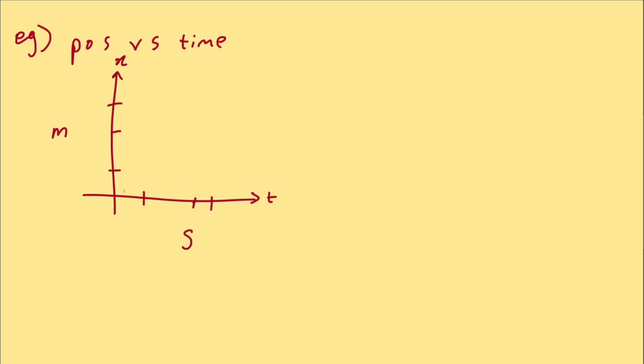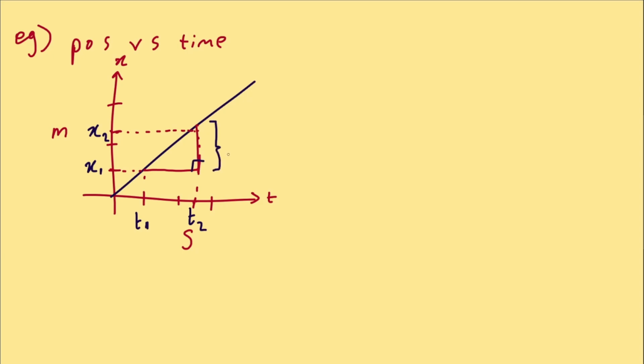Now imagine this graph had a line going through it. Let's label some points. Let's say this is t1, this is t2. This is x1 and this is x2. When you look at the graph and the line, you recognize that these points create a triangle here.